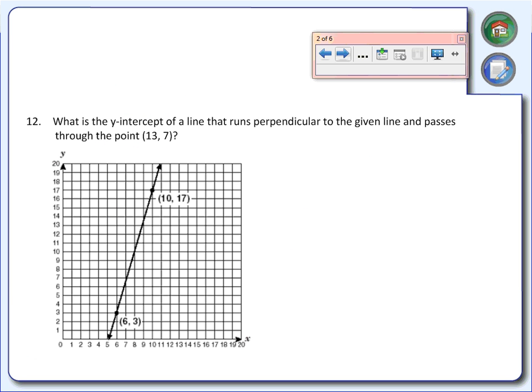All right, let's move on to the next one, number 12. Number 12 says, what is the y-intercept of a line that runs perpendicular to the given line and passes through the point 13, 7?